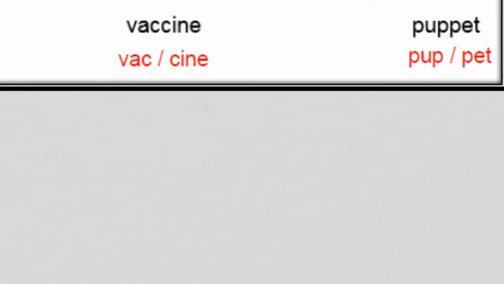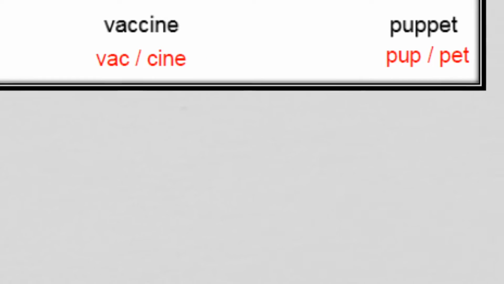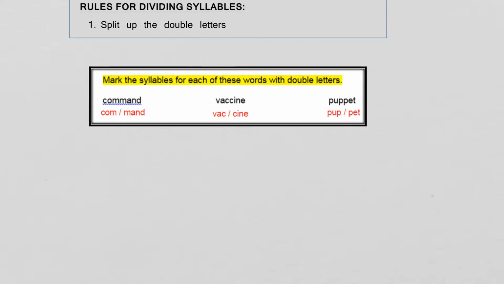Second example, the word vaccine. Vaccine is spelled V-A-C-C-I-N-E. When we sound it out, we get vac-cine. So you can see how the two C's get split up. Last example with double letters, we have the word puppet. P-U-P-P-E-T. When we break that into syllables, we get pup-pet. So the two P's in the middle get split up.